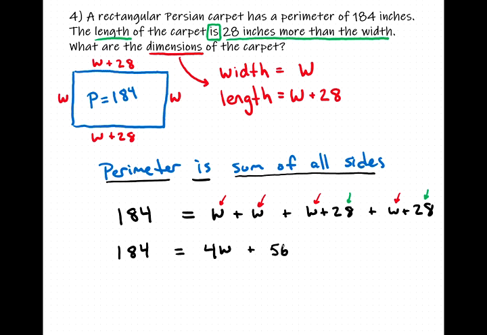All right, so now we could solve this equation for W. To isolate the W, to get W by itself, we've got to get rid of the 56 and the 4. So we have two numbers to get rid of, two steps to do that. So to get W by itself, let's get rid of the plus 56, and we do that by subtracting 56 from both sides of the equation.